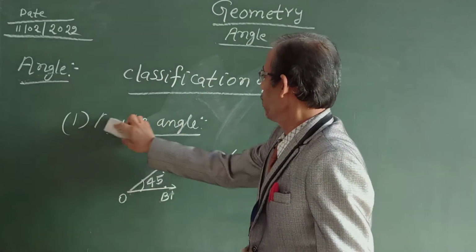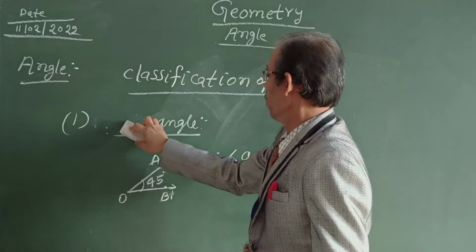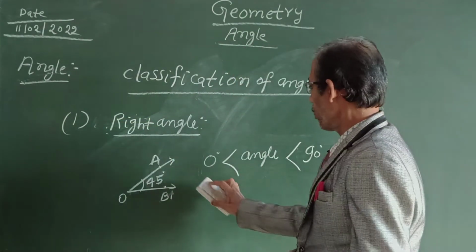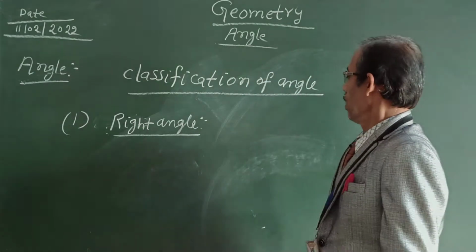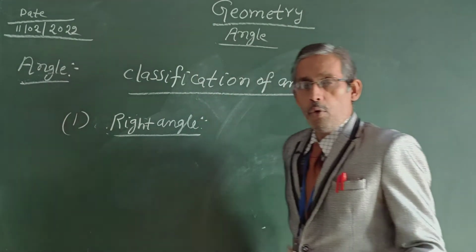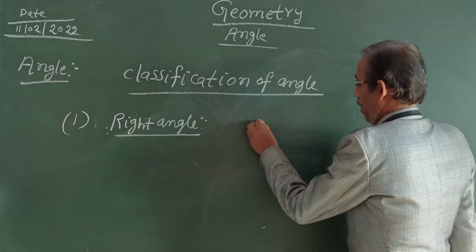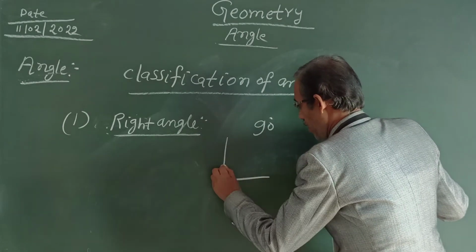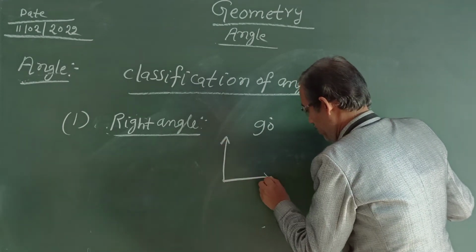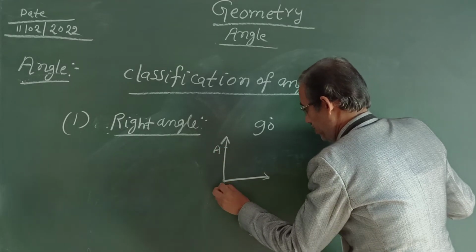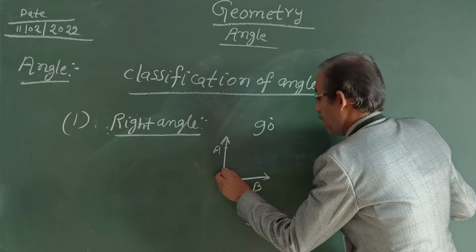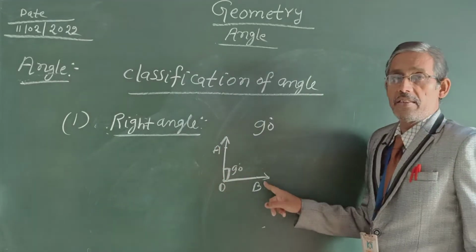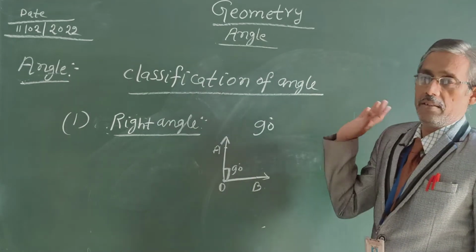Now, right angle. After that, obtuse angle. An angle whose measure is exactly 90 degrees is called a right angle. Here, angle AOB is 90 degrees, it is called a right angle.